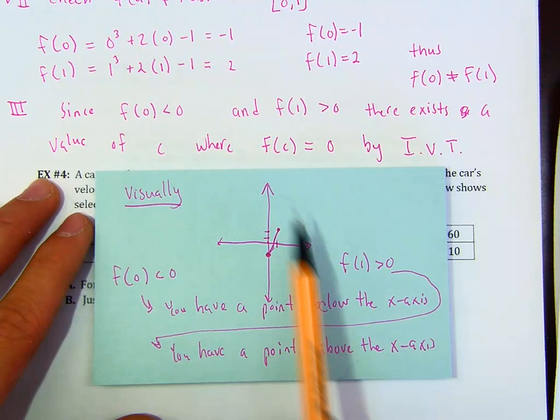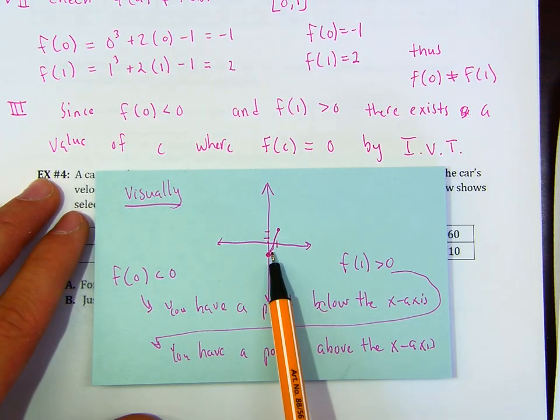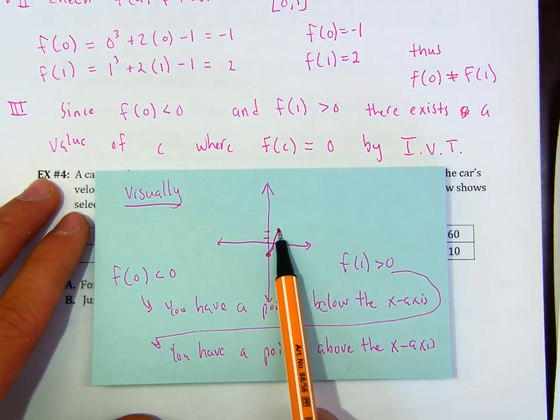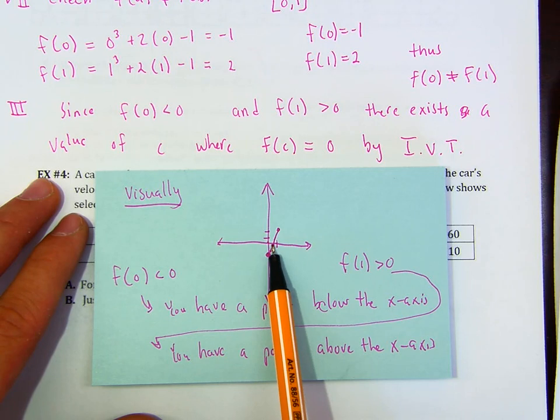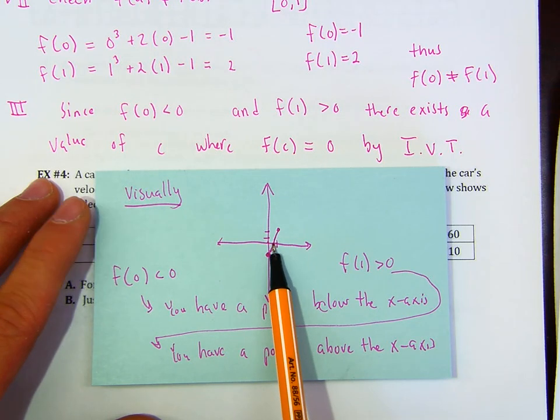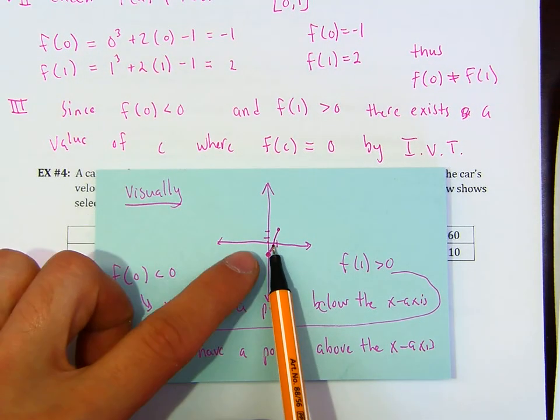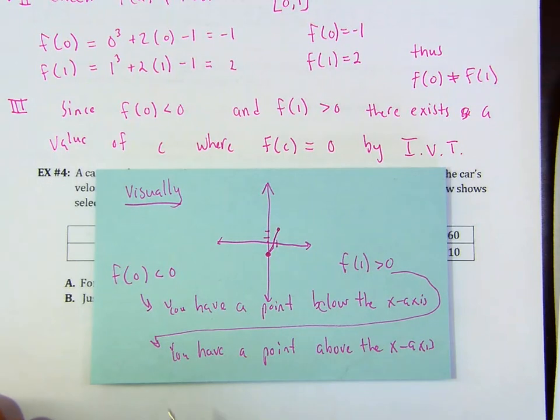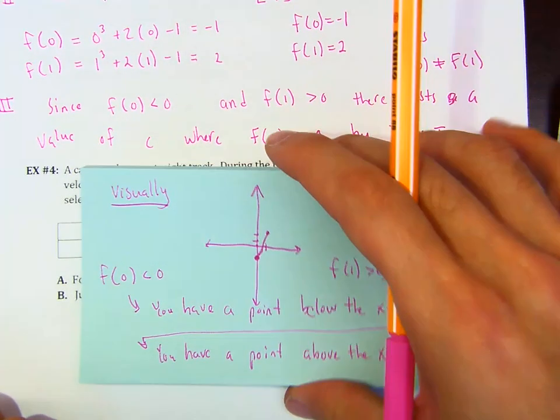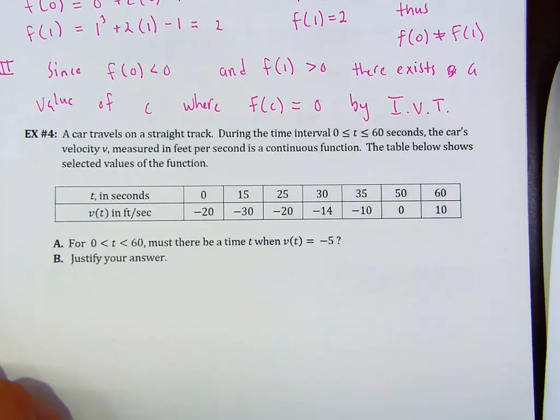That's the notation. And I'm saying that if one is below the x-axis and one is above, there has to be a value of x, a value of c, where f of c is 0. And that's by the intermediate value theorem. Okie dokie. Let's take a look at the next question.